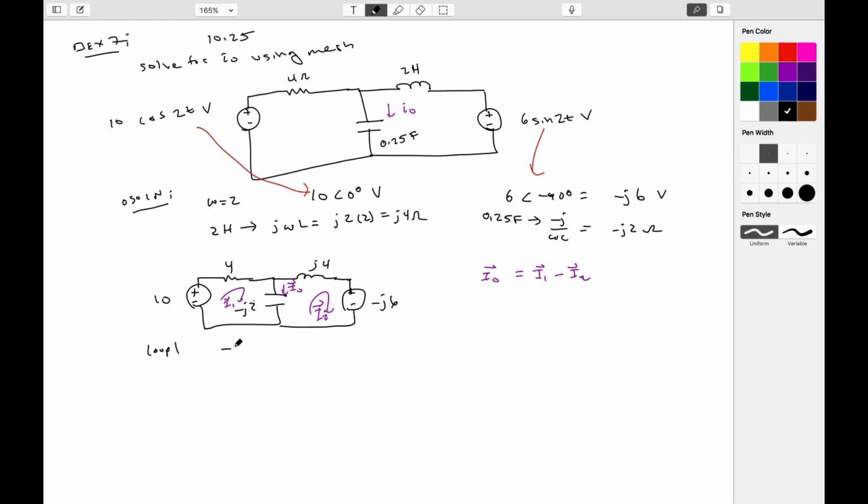At loop 1, I have minus 10. I have plus 4 I1. Then I have minus J2 times I1 minus I2, which is equal to 0. That can be collected into 4 minus J2 I1 plus J2 I2 is equal to 10, and that will be my equation 1.